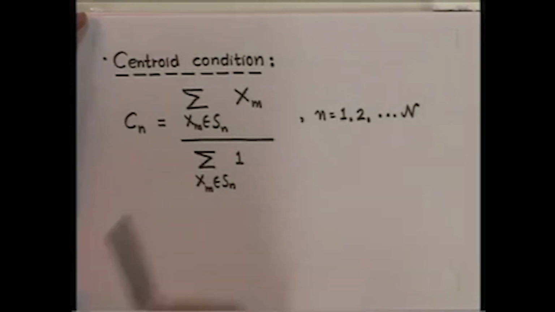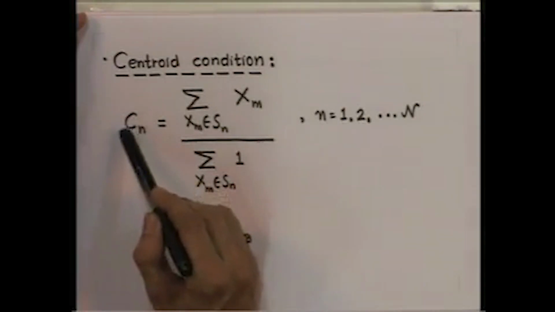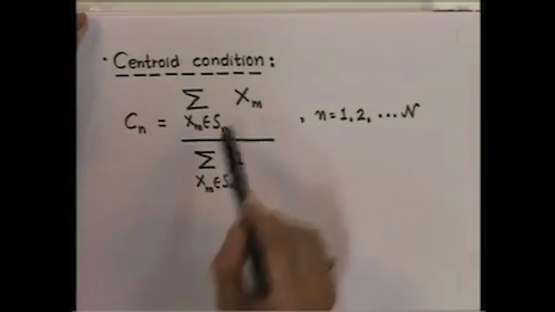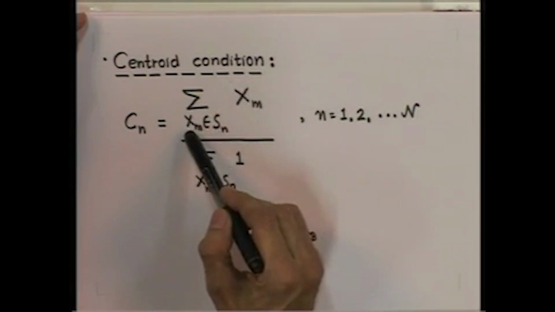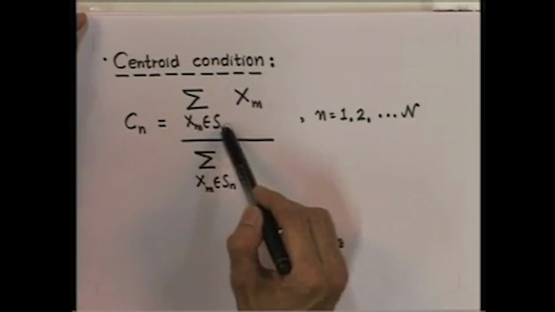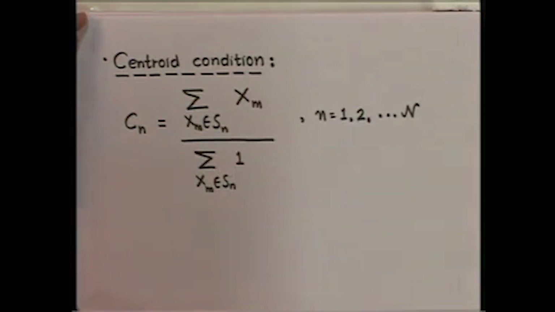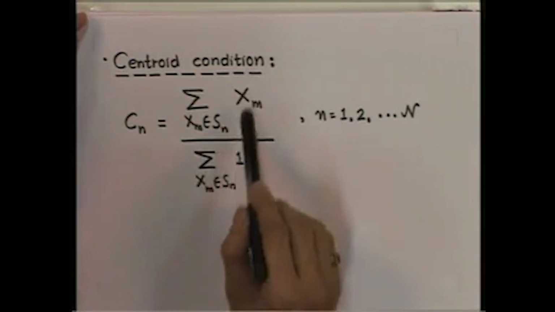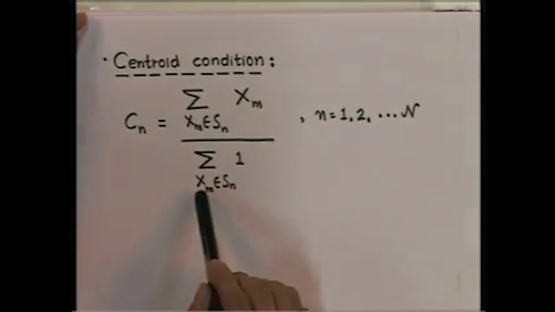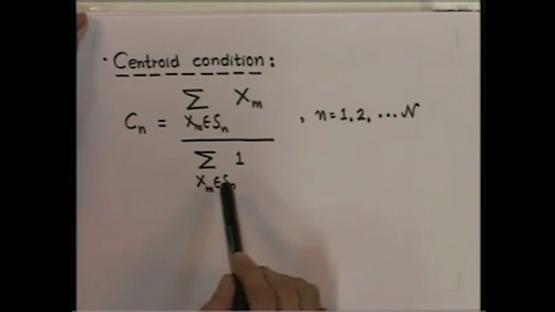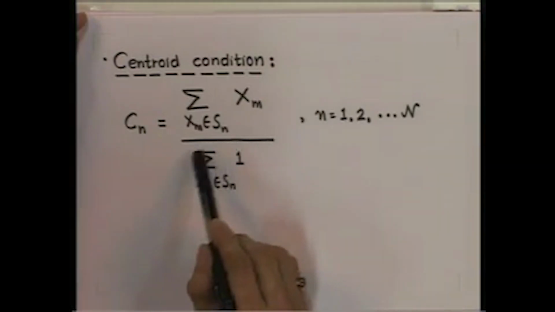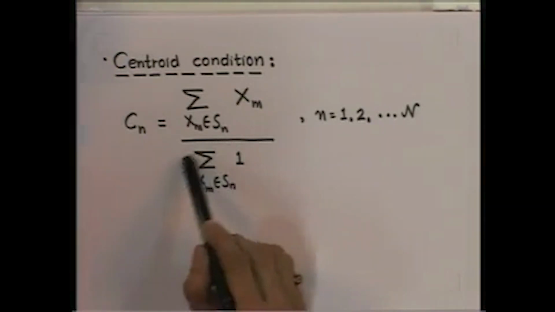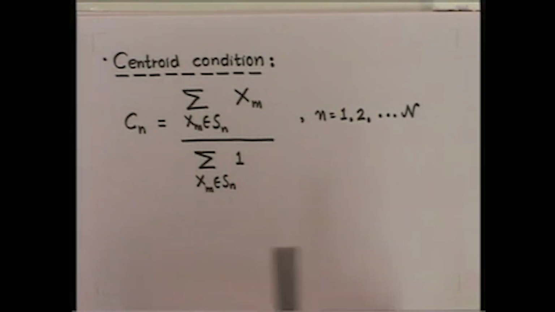This condition states that the code vector Cn should be the average of all those training vectors that are in the encoding region Sn. Now, in implementation, one should ensure that at least one training vector belongs to each encoding region, so that the denominator in this equation is never 0.